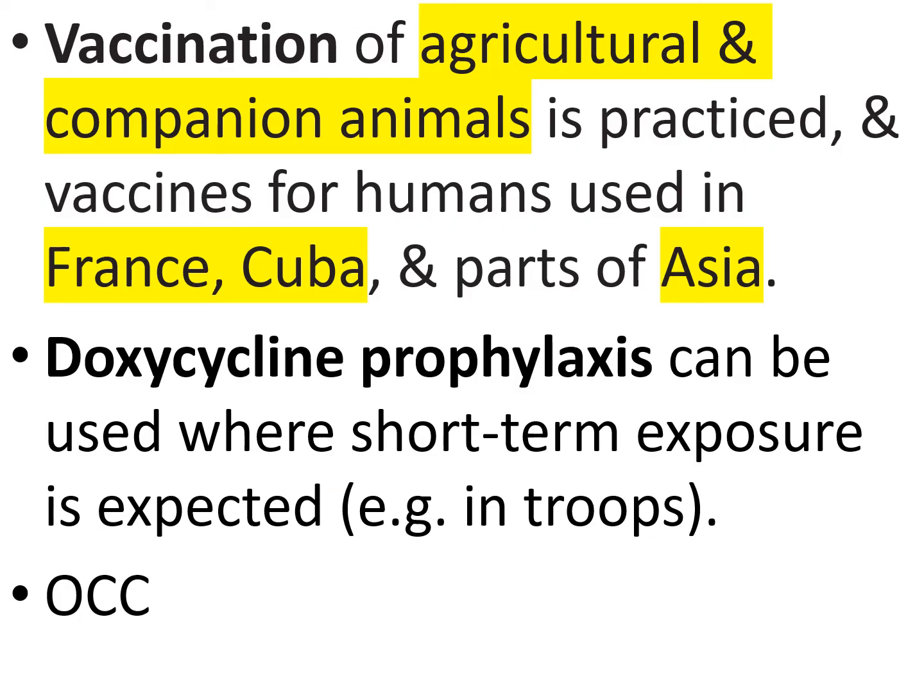Vaccination of agricultural and companion animals is practiced, and vaccines for humans are used in certain countries only: France, Cuba, parts of Asia. There is vaccination for this disease. Doxycycline prophylaxis, as we mentioned, can be used where short-term exposure is expected, e.g. in troops going to tropical areas.